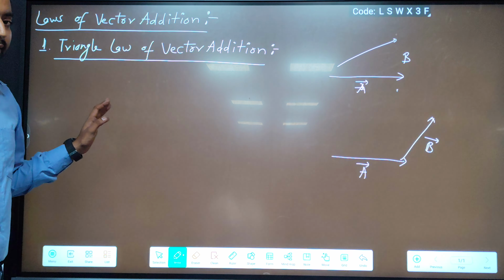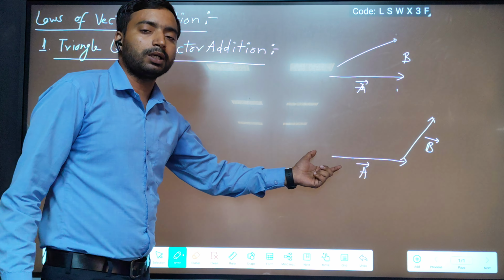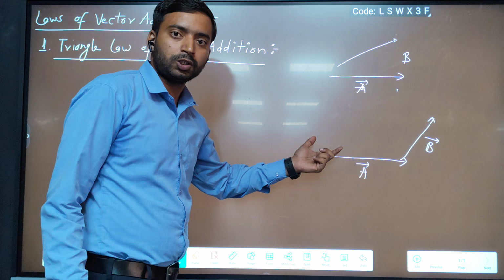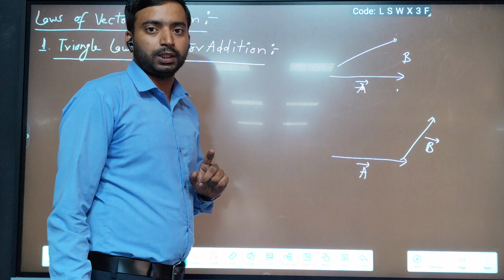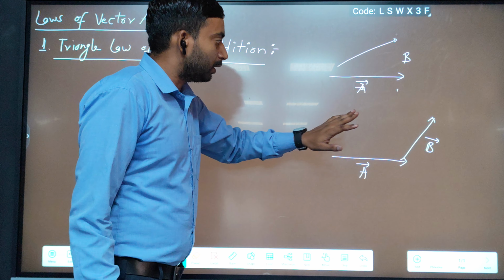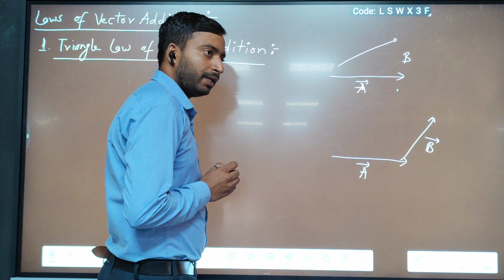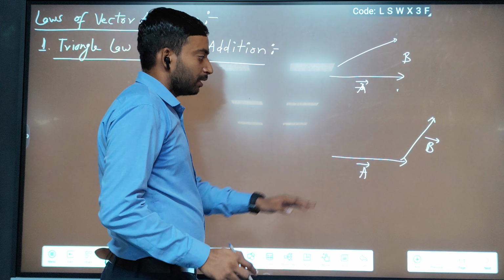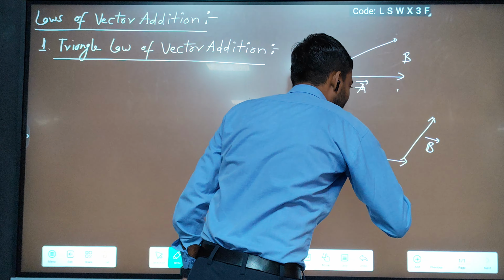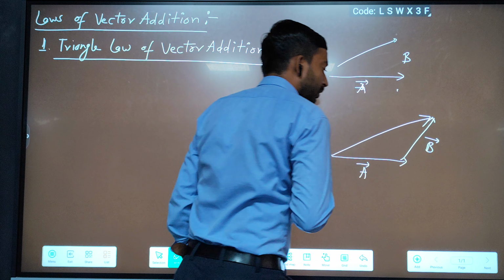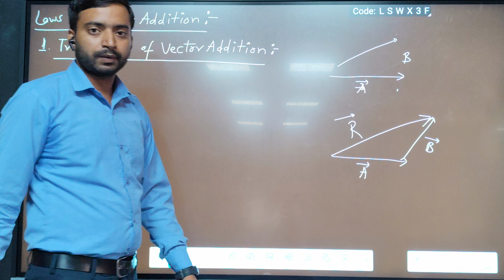Now, according to the law, the resultant of these two vectors is the third side of the triangle, but in opposite order. If the resultant would be in the same order, it would be drawn like this. But since the law says the resultant will be in opposite order, we will draw the resultant vector R from here. So this will be the resultant vector R.